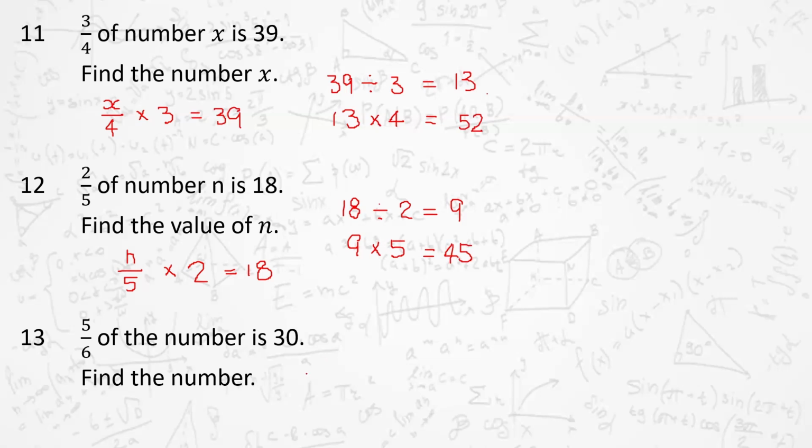Number 13. 5/6 of the number is 30. Find this number. If we divide this number into 6 parts, 5 parts is 30. So we can find 1 part by using 30 divided by 5 equals 6.